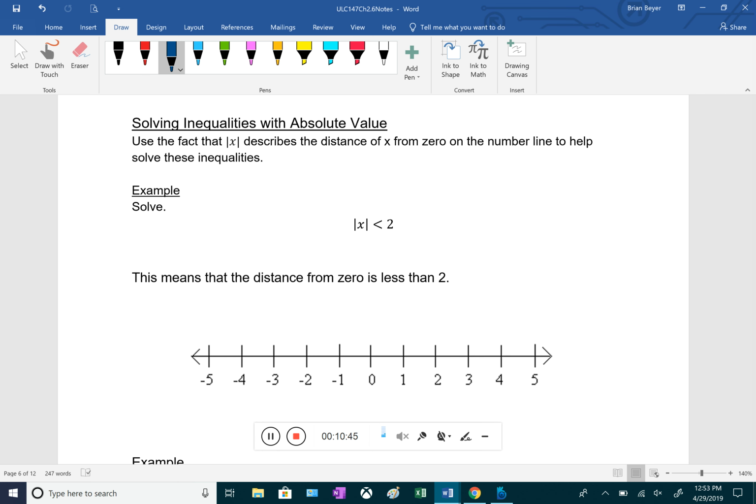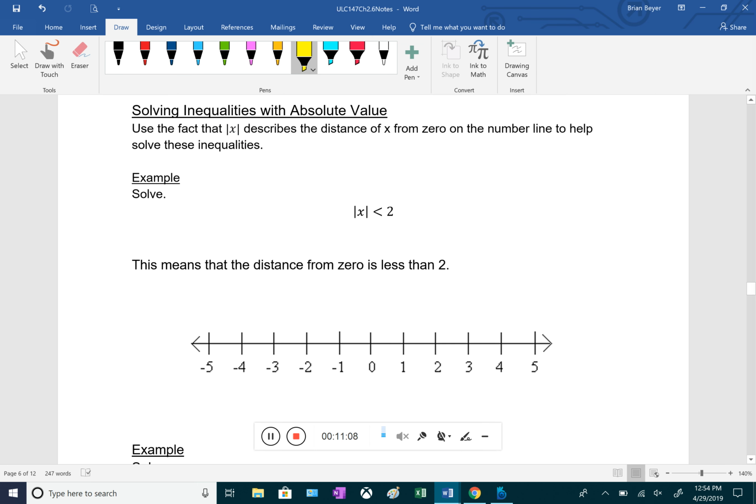Okay, so now for the second part of this section, we have solving inequalities with an absolute value. So for this page, let's keep in mind that the absolute value, remember that we use this notation for it, absolute value of x with the vertical bars, represents the distance of x from 0 on the number line. So let's take a look at this first one, absolute value of x less than 2.